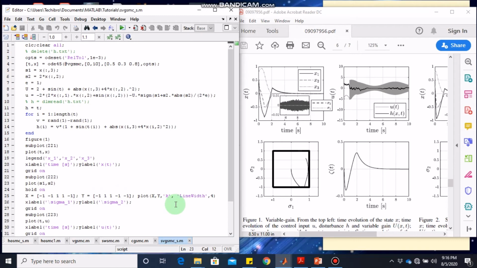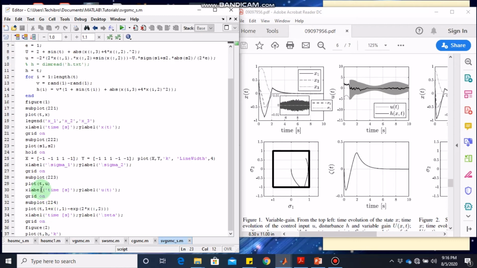So next is the plot of the control input U. Here we are going to regenerate this plot, and finally we are going to regenerate this plot of 1 plus this whole function, which is basically this zeta function. So we are going to regenerate zeta as well, and let me show you.